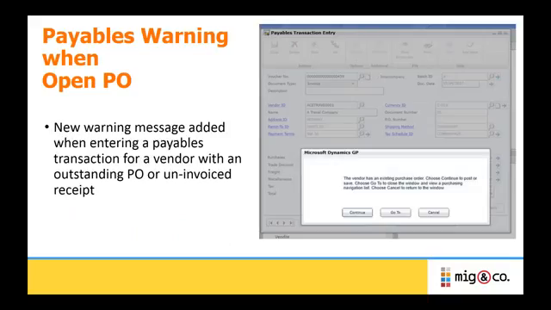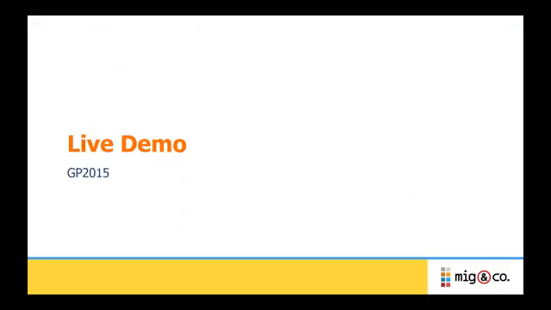And the payables warning when PO open, that's a new warning message that was added when you're entering a purchase order processing transaction for a vendor with an outstanding or uninvoiced receipt. And if you're using purchase order processing, this is quite handy to have so that you know that it's there, but it will not prevent the user from continuing to create an invoice against a purchase order that hasn't been received. So let's go ahead and move on.